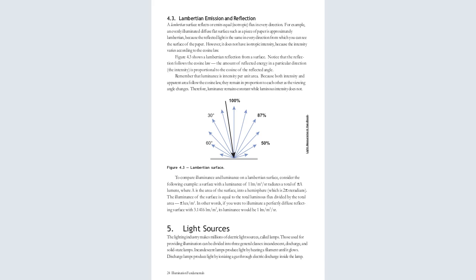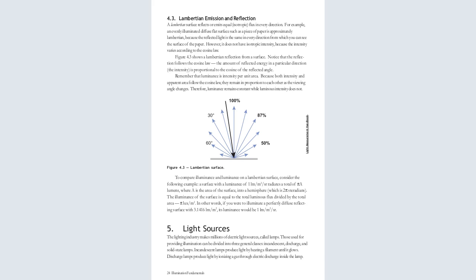Now, however, it does not have isotropic intensity, because the intensity varies according to the cosine law. Figure 4.4 shows the Lambertian reflection from the surface. Notice that the reflection follows the cosine law. The amount of reflected energy in a particular direction, that is the intensity, is proportional to the cosine of the reflected angle. So remember that luminance is intensity per unit area.